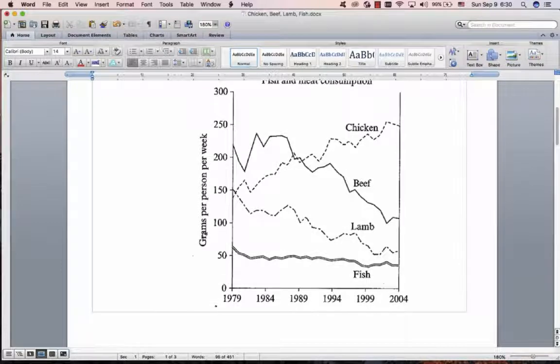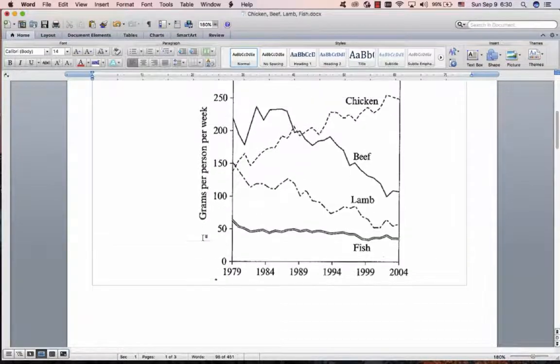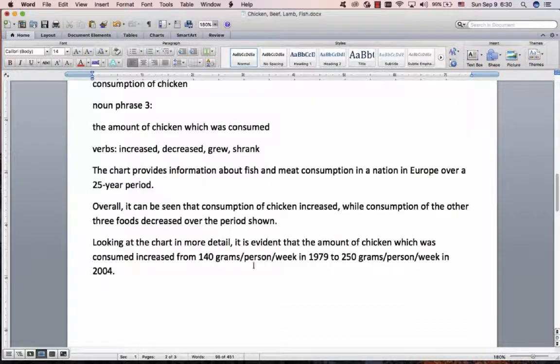Don't just put grams, that means it's wrong. Some examiners are very strict about that. But if you're clever, you can put in brackets here GDD, and then from then on you can use that, like that, so then you don't have to write it every time. Great. And there's our first sentence.